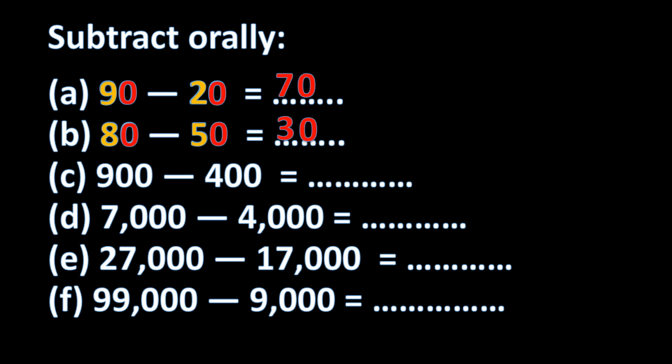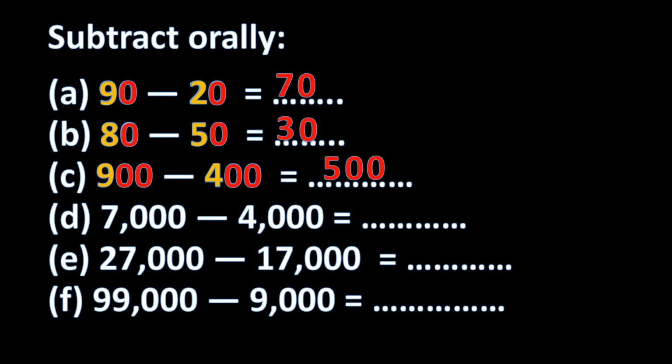The next is question number C. 900 minus 400 is equal to dash. Look in the ones place and tens place. We have two zeros. So write two zeros because 0 minus 0 is equal to 0. Again 0 minus 0 is equal to 0. Then subtract the digit in the hundreds place. 9 minus 4 which is equal to 5. So the answer is 500.